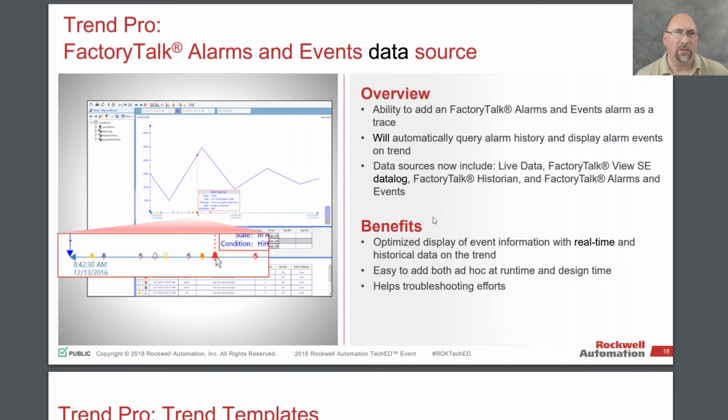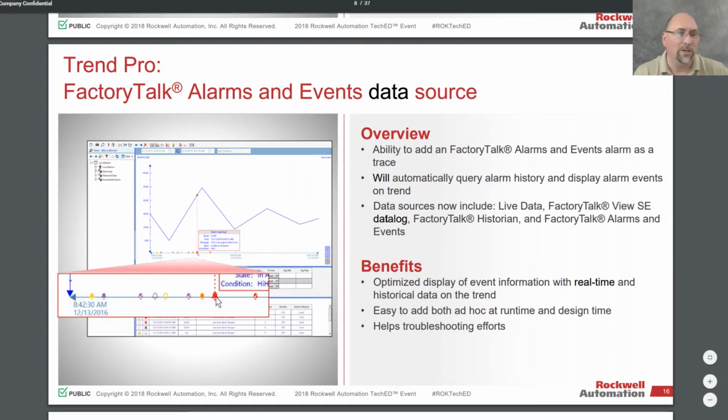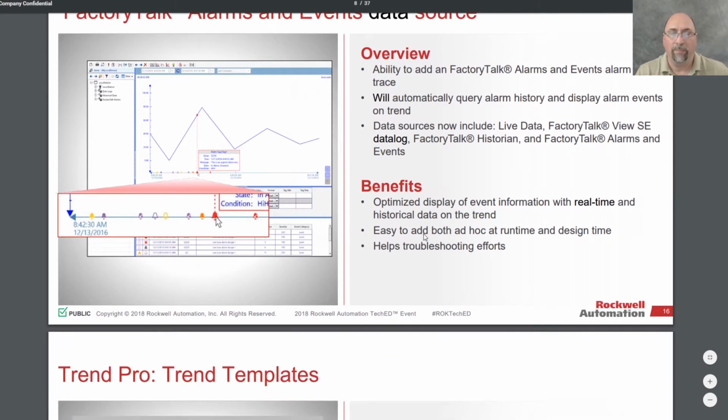And here you can see Trend Pro. So the nice feature about this is now you can add the alarm and events as a trace. So that's pretty huge. Now, if you haven't used this new feature of FactoryTalk View SE, I suggest you do, because this trend is the one that comes out of Vantage Point, and it's really powerful. I like Trend X. I've been using it since it came out, but this Trend Pro is very, very powerful and worth taking a look at.